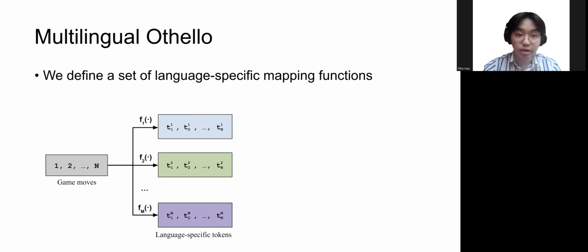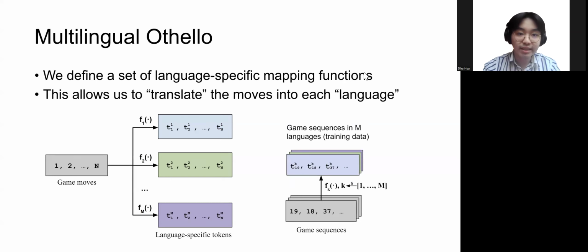In mOthello, we need to define a set of language-specific mapping functions, which map individual game moves to language-specific tokens. Using those mapping functions, we'll be able to translate game trajectories into sentences in different languages. We can synthetically generate a lot of game trajectories as the basis, and then construct the multilingual corpus by randomly sampling a language to be translated into, and mixing all the sequences in different languages.